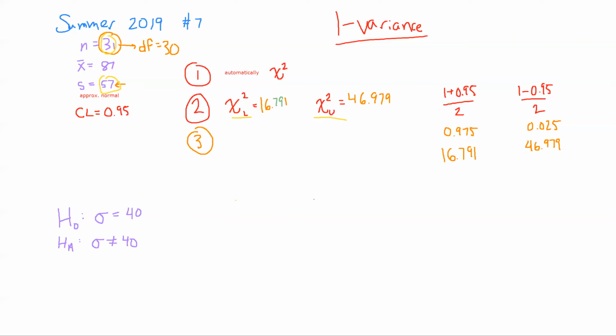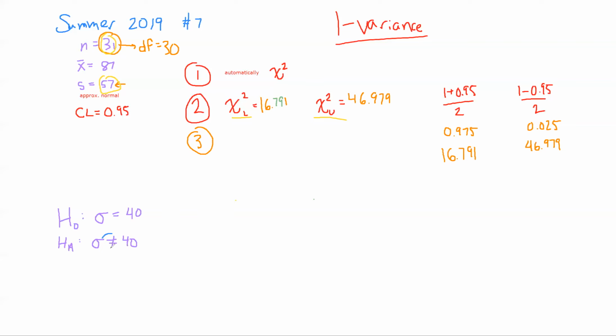There it is. So I'm going to go down to 1 variance, and we're doing the rejection region method. Step 1 says it's automatically chi-squared. Step 2 says get the chi-square values from the chi-squared table. That will be determined by whether it's left-tailed, right-tailed, or two-tailed. Well, Victoria, is this left-tailed, right-tailed, or two-tailed?